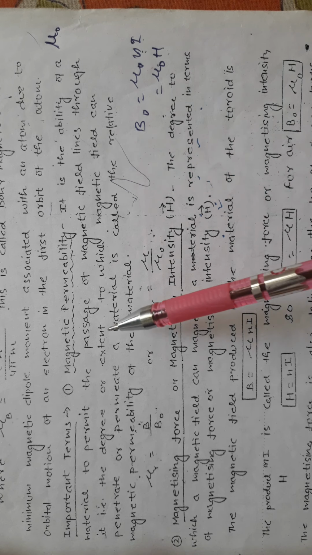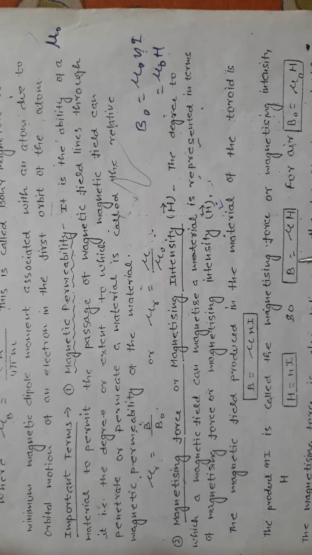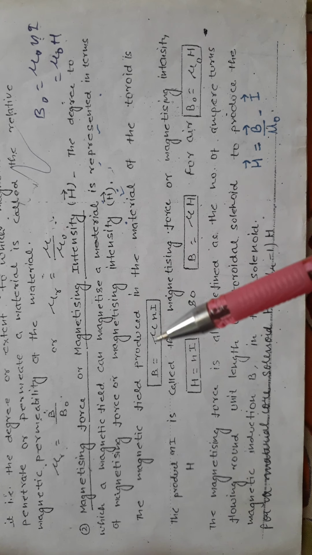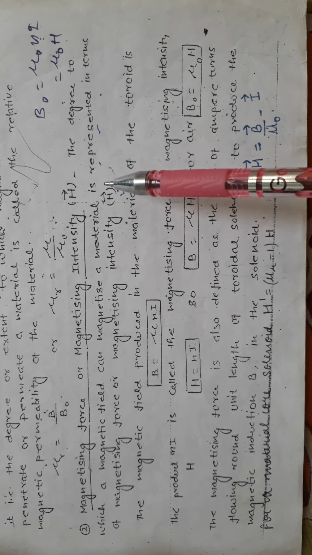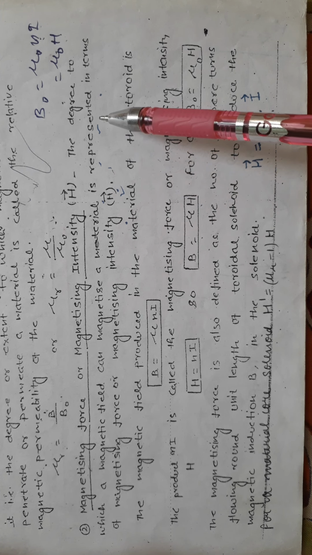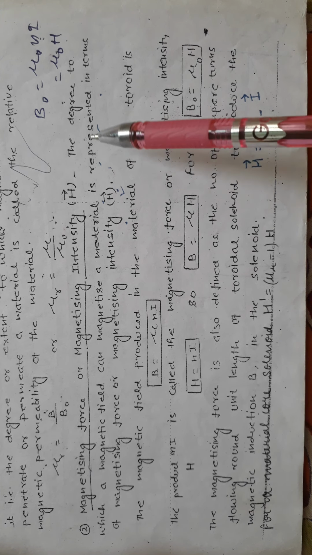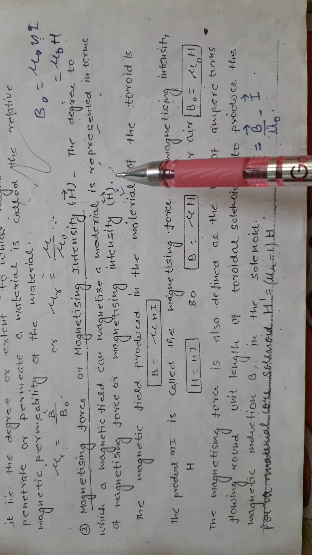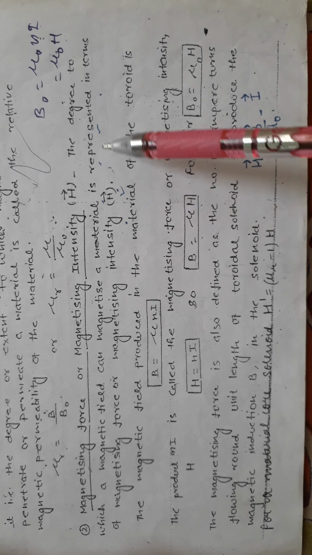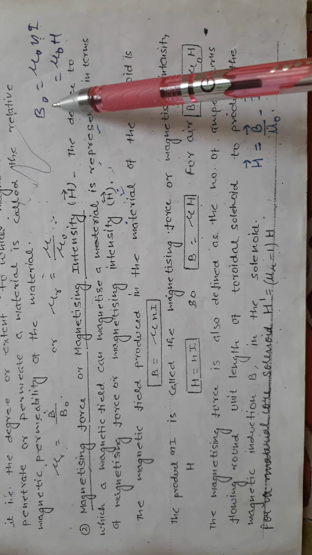Okay, the second term is magnetizing force or magnetizing intensity H. Students, please remember that the simplest method to magnetize a material is to keep it inside the solenoid. If we keep it inside the solenoid, a uniform magnetic field is produced inside the solenoid when current is passed through it, and that magnetic field is B naught equal to mu naught Ni. This Ni term is called H, magnetizing intensity or magnetizing force.